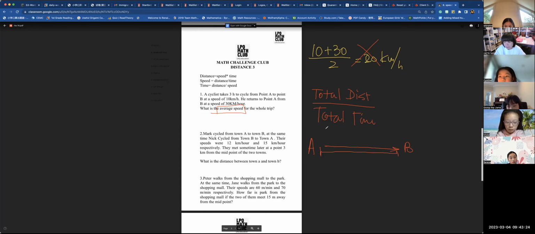So there's a cyclist who takes 3 hours, so that's the time, right? And the speed of this cyclist is 10 kilometers per hour. So can you tell me what is the distance from A to B?